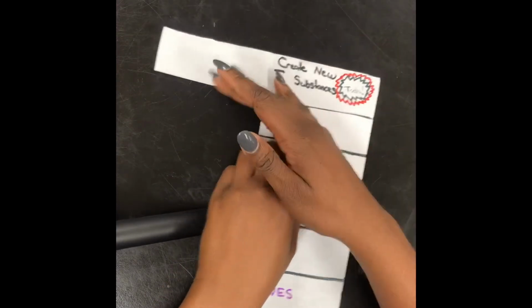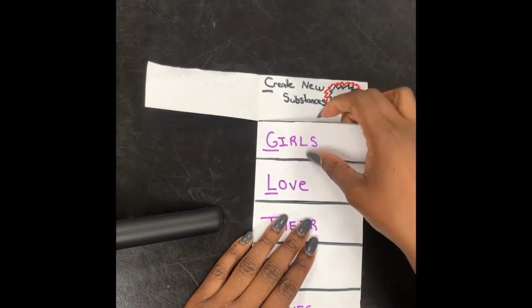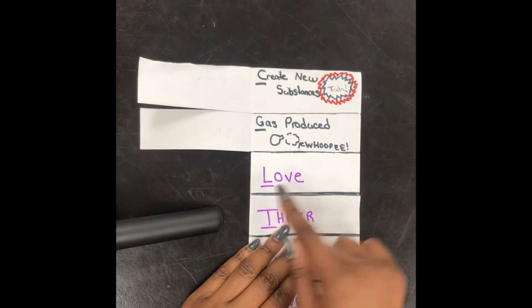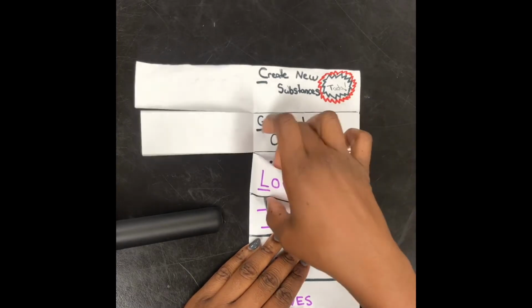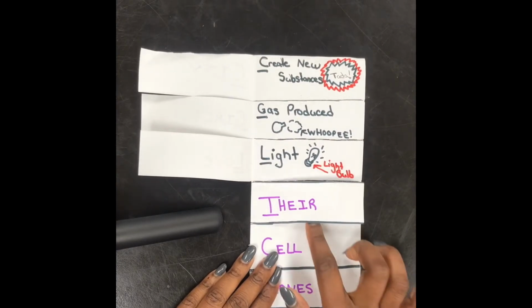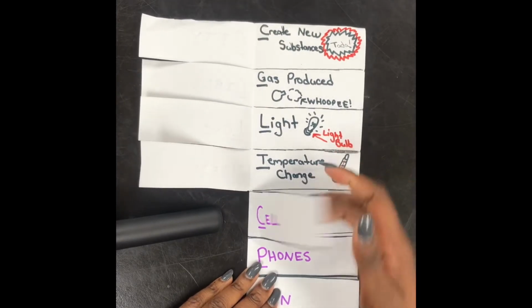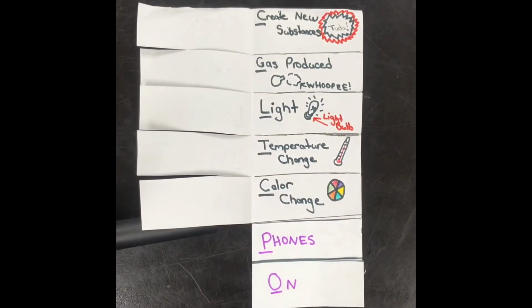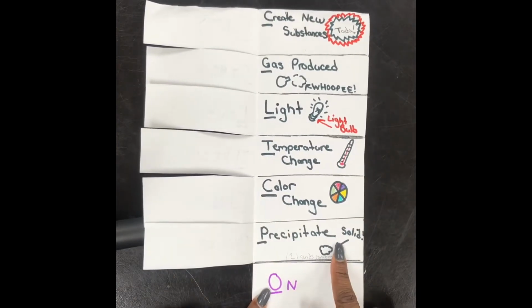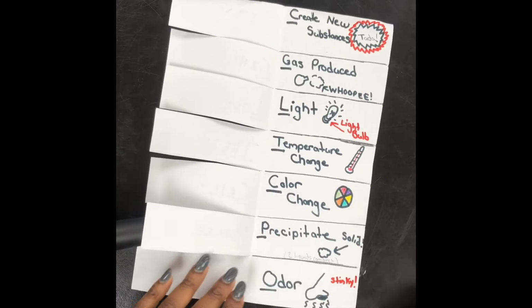C stands for create new substances. G stands for gas produced. L stands for light. T stands for temperature change. C stands for color change. P stands for precipitate, or solid form. O stands for odor, or we can say smell.